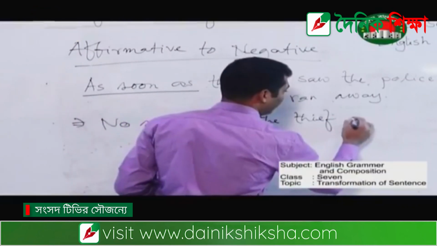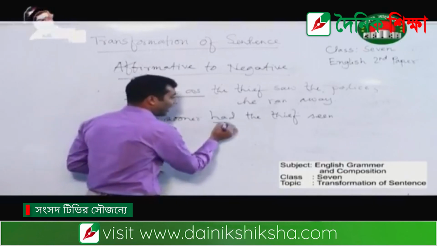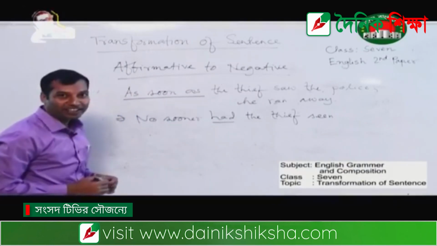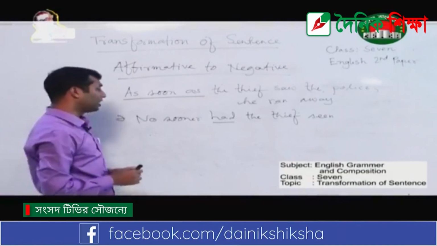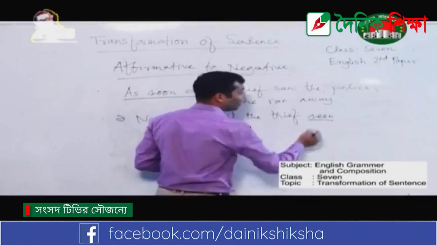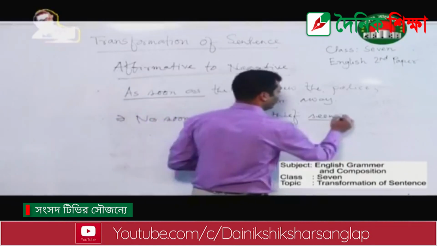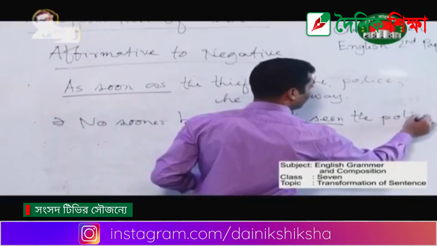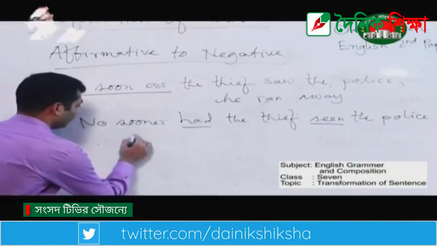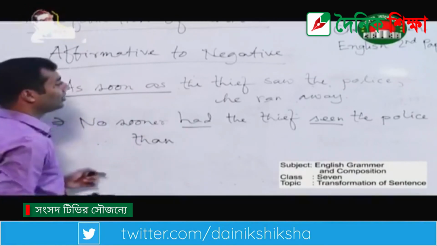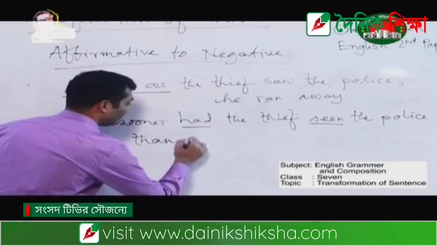Why the past participle form of the verb? Because you have used had, and when we use had in a sentence, the sentence becomes past perfect tense, and in past perfect tense, you know, the main verb always becomes verb 3, that is past participle form. So no sooner had the thief seen the police, then you have to omit the comma and you have to use a new word that is called than. And after than you have to use the next clause according to what is in the affirmative sentence. Than he ran away.